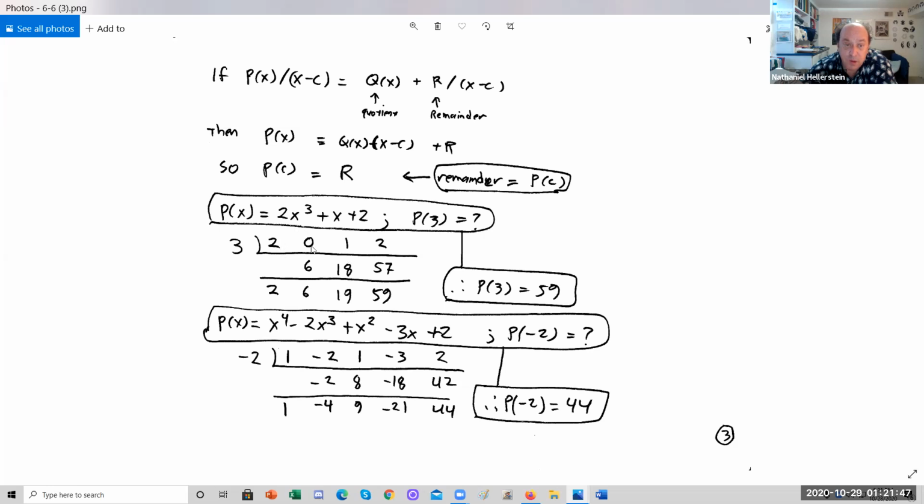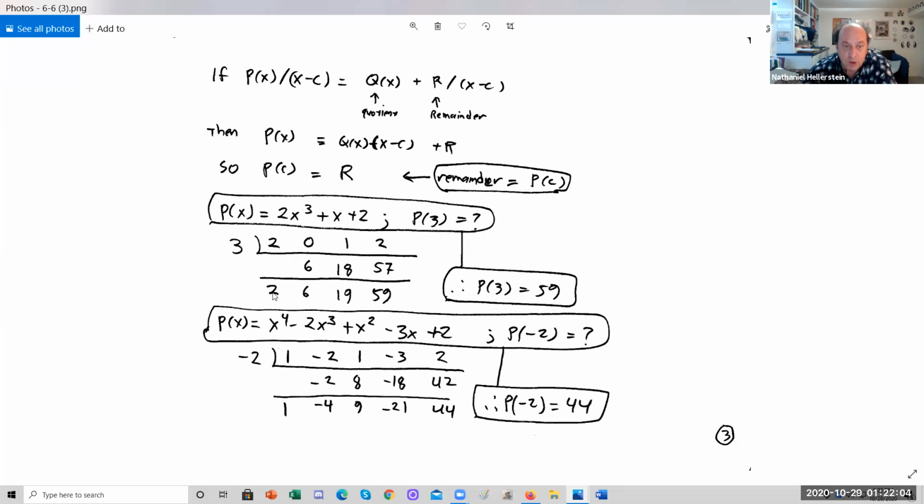Okay, so we put 2, 0, 1, 2, a 0x squared term here. And we put, for a 3, we put the 3 here. And we do a zigzag. Every time we go down, we add. Every time we go up and to the right, we multiply by 3.